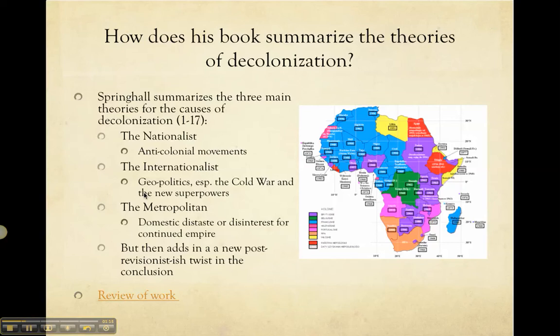The nationalist explanation for decolonization, which basically focuses on anti-colonial movements like the Algerian Uprising and Gandhi's Satyagraha movement. The internationalist explanations, which really focus on the Cold War and the new superpowers, and perhaps in response to them, the non-aligned movement. Then metropolitan explanations for this. This was popular later on in decolonization theory. The idea that local governments in Europe and the publics of Europe had a distaste or disinterest in continued empire. And he brings that up as well. But then he adds a new post-revisionist-ish twist in the conclusion. And we're going to talk about that in a second.